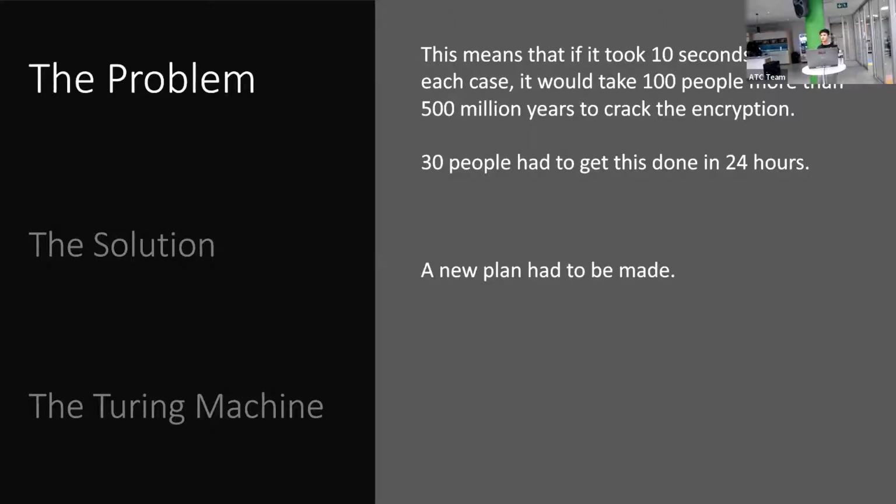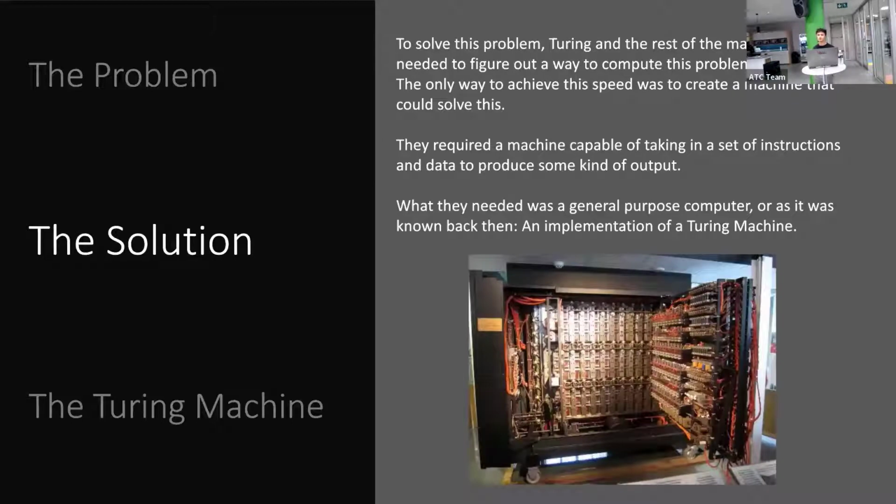So feasibly, you cannot do that by hand. And they only had 30 people to get it done. And they had to get it done in 24 hours because the settings on Enigma would be changed daily. So they needed to come up with a new plan. To solve this problem, Alan Turing and his team decided they needed to figure out how to do it faster. And the only way to achieve this speed was to get a machine to do it.